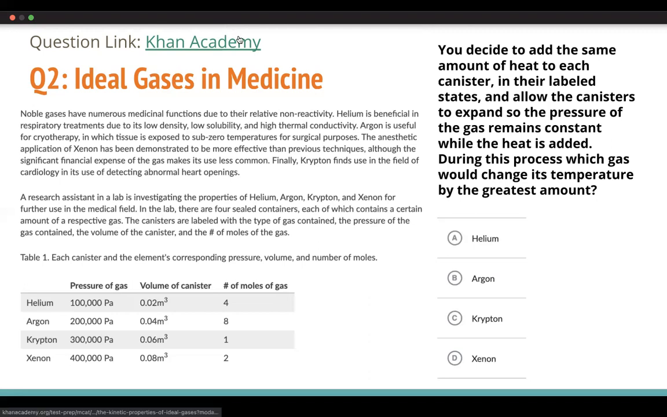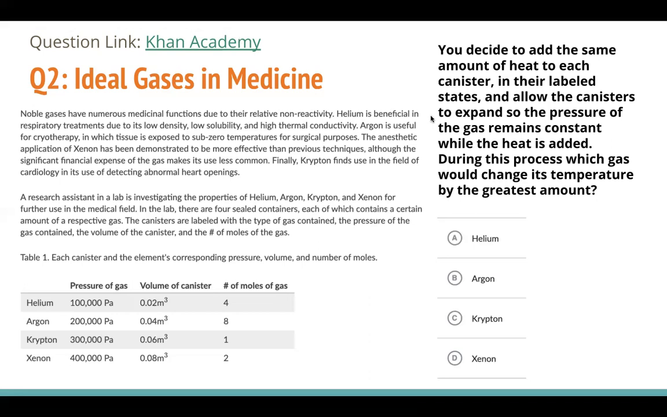Okay, so I think it's been about 30 seconds. So let's see what the answer is. And the answer is actually krypton. To answer this question, we basically have to think about what exactly heat capacity is and what its relationship to temperature change is.